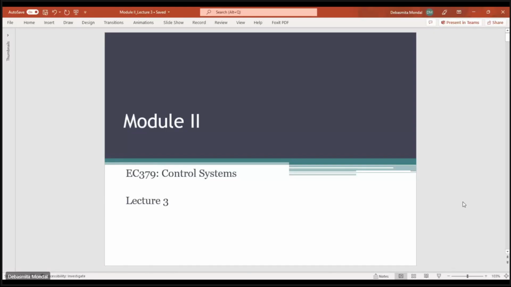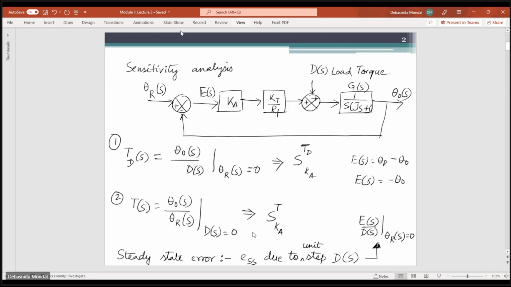Let's start today's class. Before moving into a new topic, first I made a mistake in yesterday's class. We were discussing the sensitivity analysis for this kind of control system. The first part was that you have to find the transfer function, provided that this DS was your input and the reference input was 0.